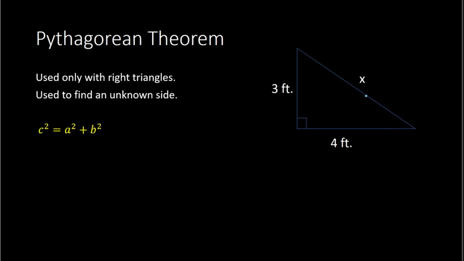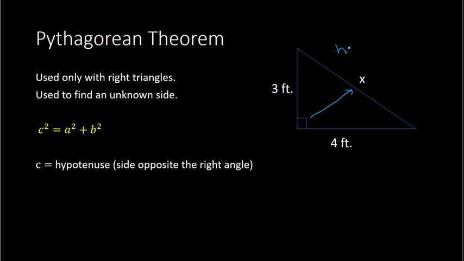Now, as we begin, we need to understand a couple terms. So first we have the term hypotenuse. Hypotenuse is the side opposite the right angle. So here's our right angle. The side opposite from that, over here, that is your hypotenuse. And in the formula, your hypotenuse will always be the letter c.